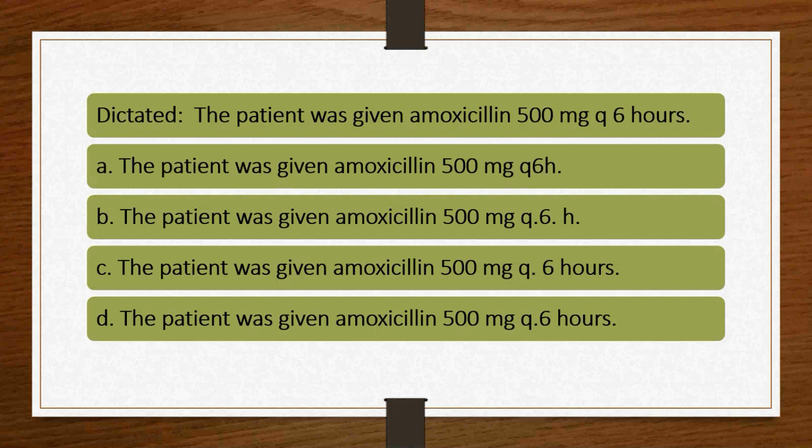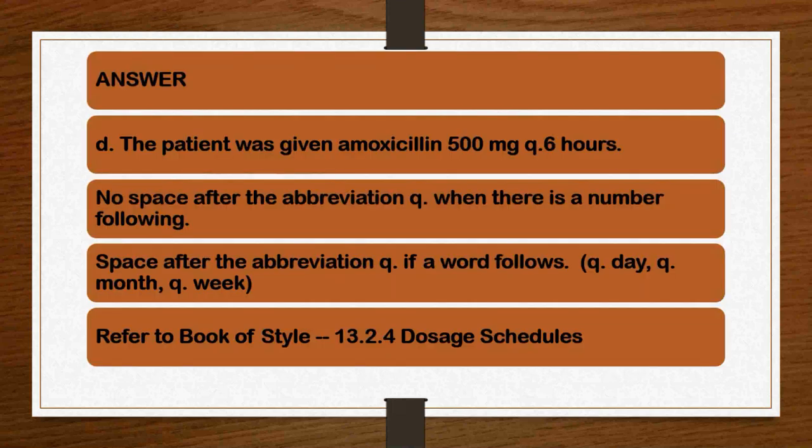Okay, everybody? And it is QD. There's no space between, so Q is an abbreviation by itself. If a word follows it, like Q day, Q week, Q month, there's a space. If it's just a number, then it's Q period and whatever the number is without a space. And because the word hours was dictated, you would transcribe hours.